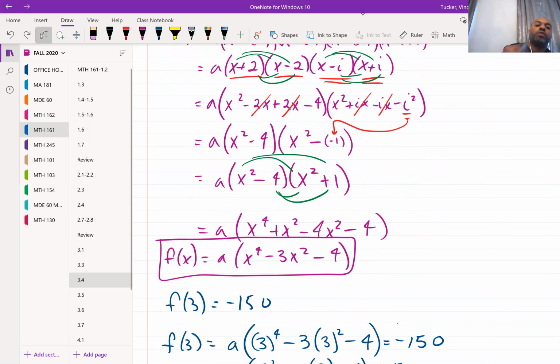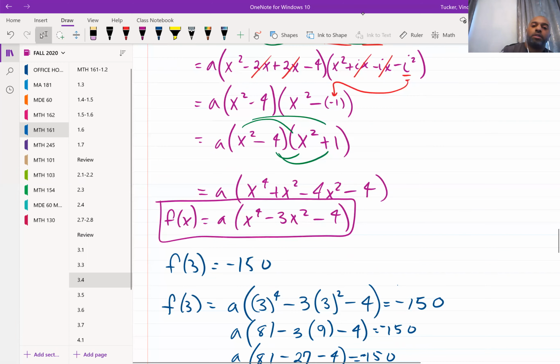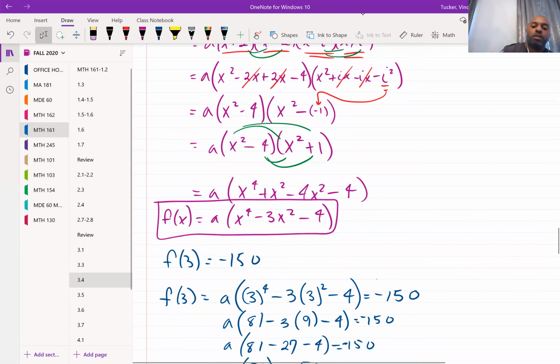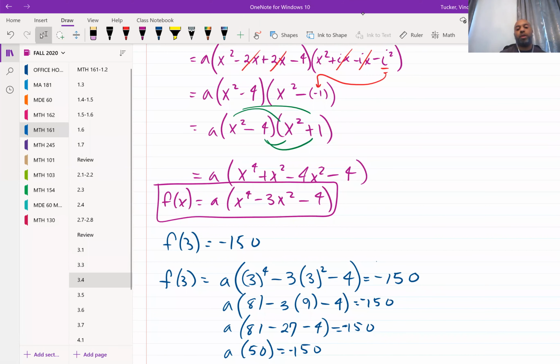All right. So the last thing that we have is that initial condition of when I plug -3 into the function, I should get out -150. So we do that, plugging in -3. So it's -3 to the fourth minus 3 times -3 squared minus 4. And that is supposed to equal -150. And that's where this A may come into play. We may need assistance from another number in order to make sure that occurs.